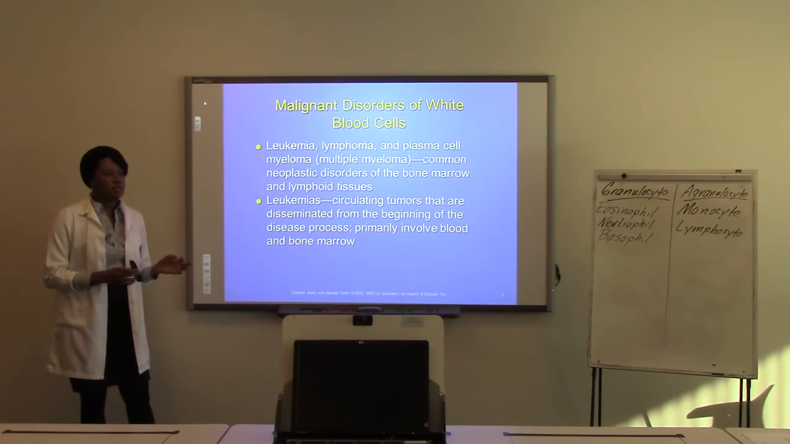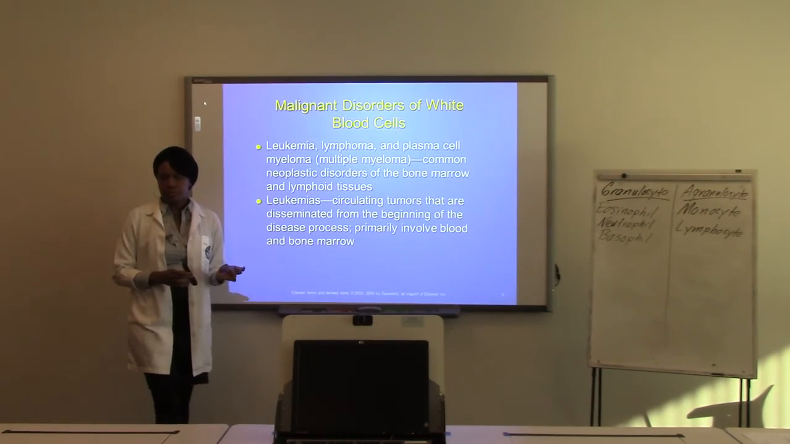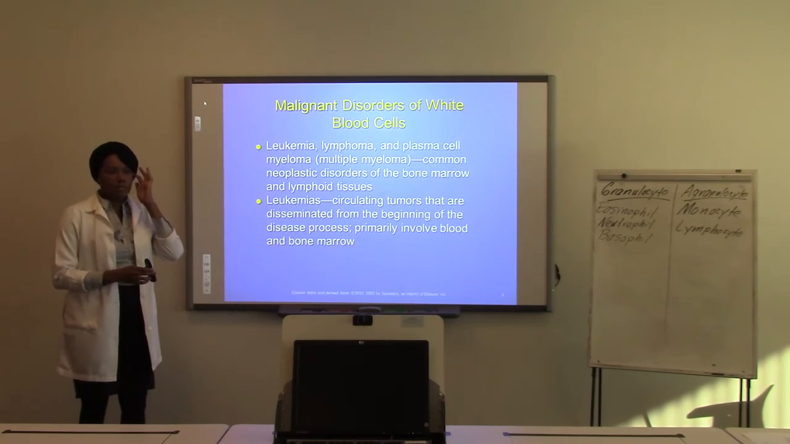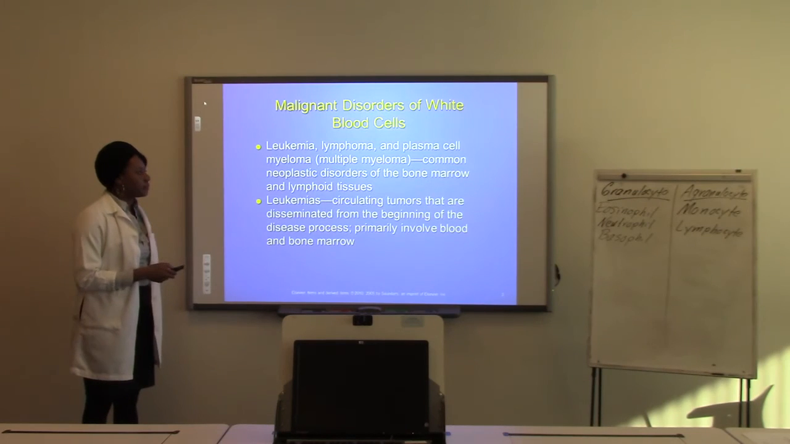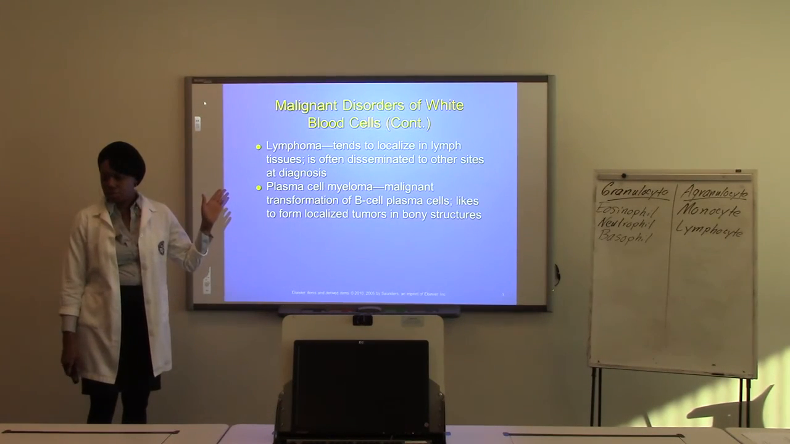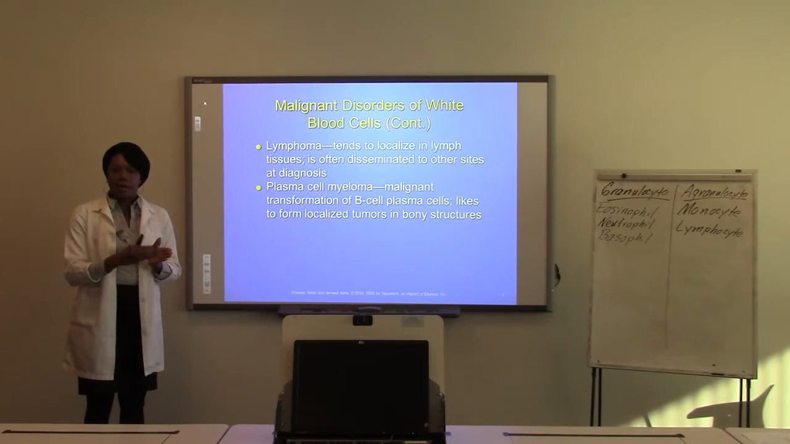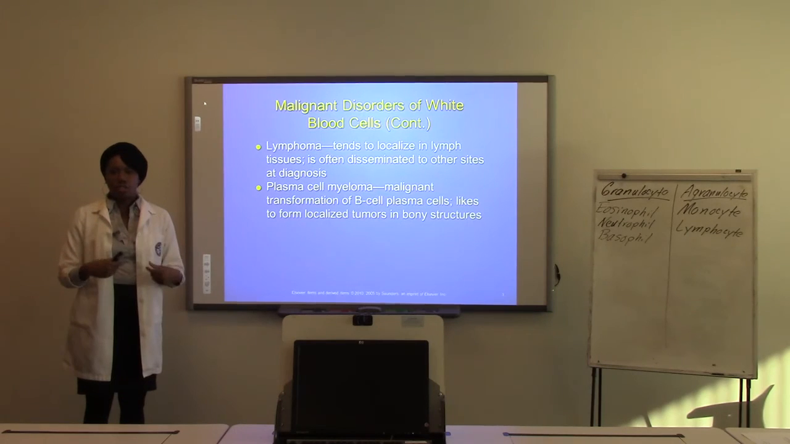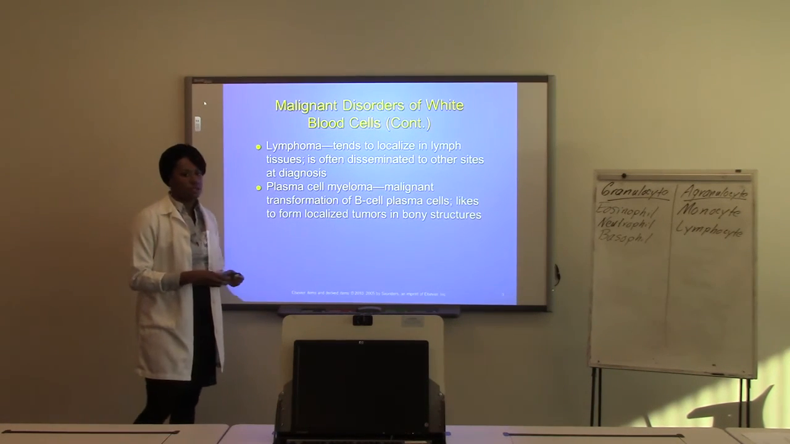To make that a simpler definition, leukemias are malignancies of white blood cells in blood and bone marrow. So it's called a leukemia because of its location, in the blood and bone marrow. Now, a lymphoma is a malignancy of a white blood cell in lymphatic tissue.